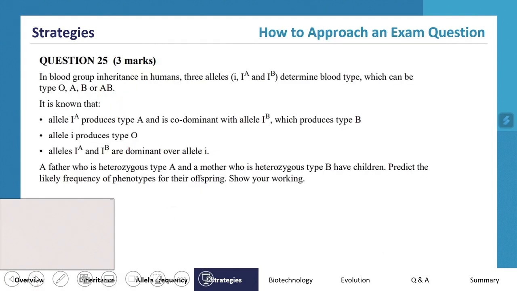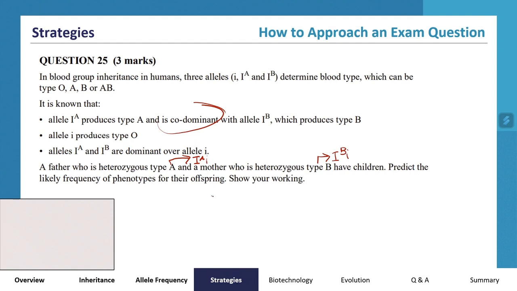Now, this is the question that I was talking about, the one that came up in 2021. This is for blood group inheritance. So you've got 3 alleles, O, A, and B, with O being recessive and A and B being dominant, determining blood type. It is known that A and B are codominant, and the father who is heterozygous for type A, so they have IA, little i, and the mother who is heterozygous for type B, so that is IB, little i, have children together. Predict the likely frequency of phenotypes for their offspring and show your working.